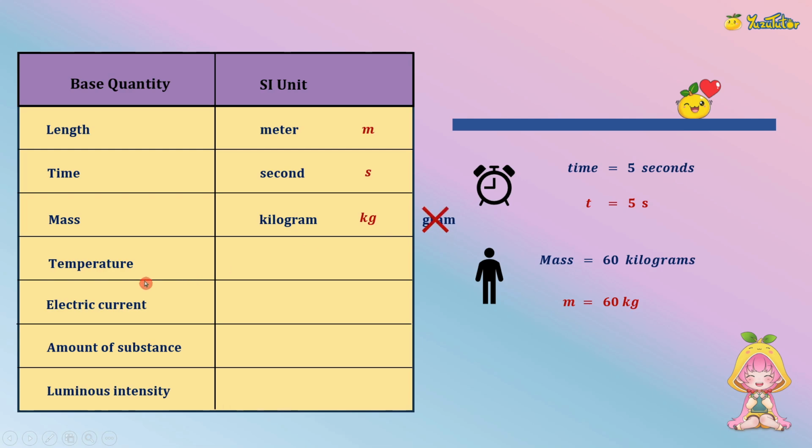Next quantity is temperature. The SI unit of temperature is Kelvin, symbol K. For example, if the temperature is 300 Kelvin, we can write T equals 300 K.